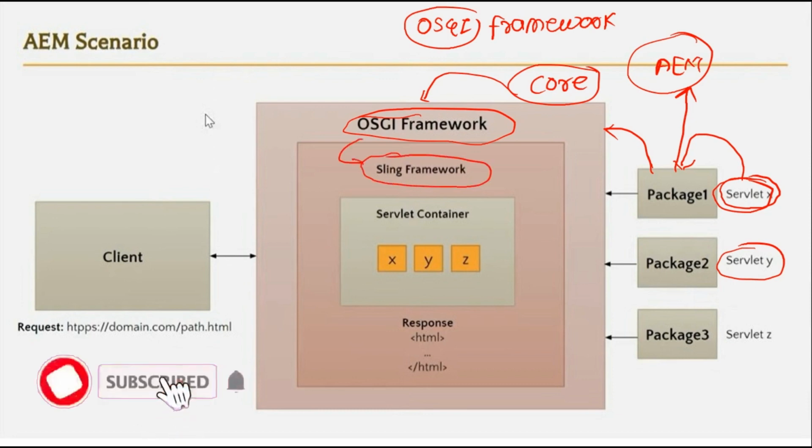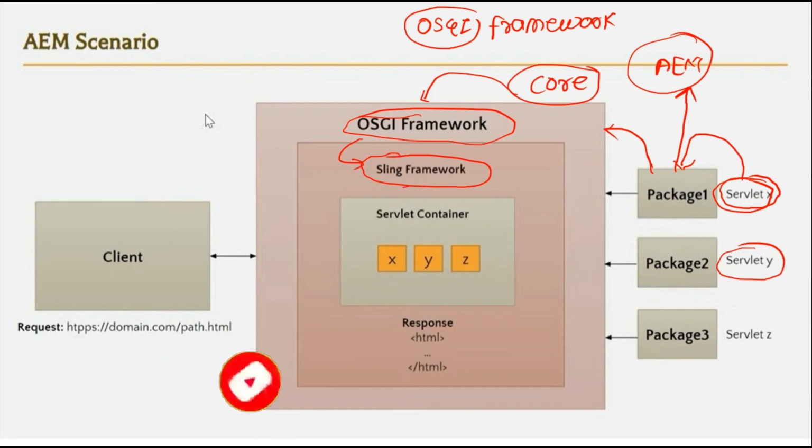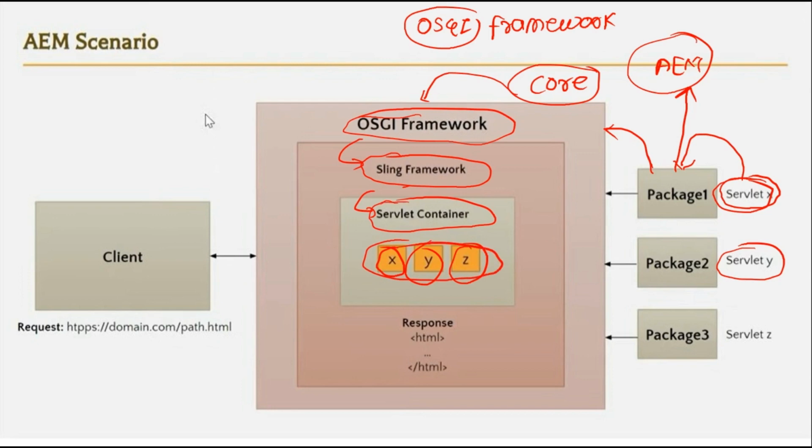It is responsible for storing and creating. Sling is just a framework, and this Sling is responsible for executing your servlet. But our actual servlet executes inside this servlet container. This one is our servlet X, servlet Y, and this one is our servlet Z. All these servlets execute inside this servlet container. That means the whole life cycle of the servlet is managed by this servlet container. So how can we create the servlet?